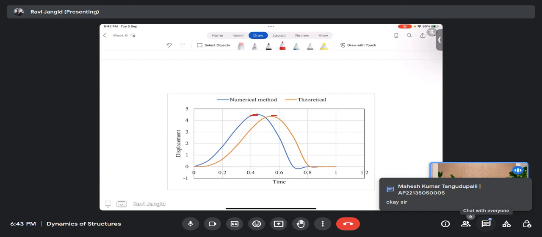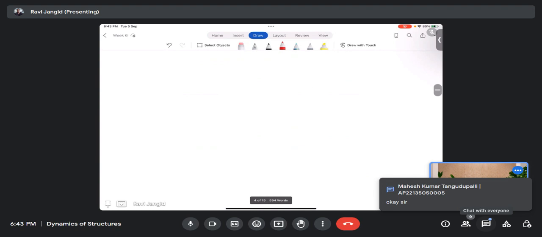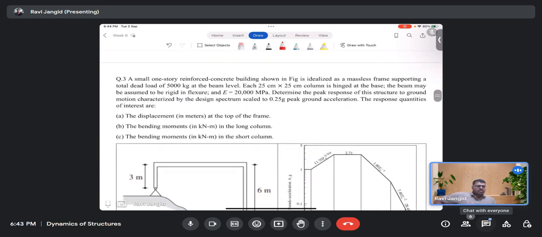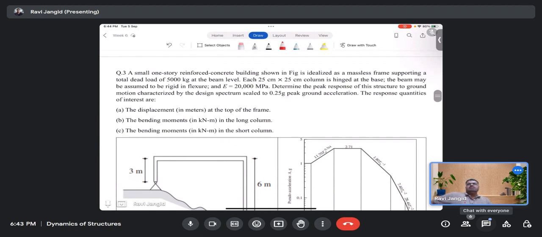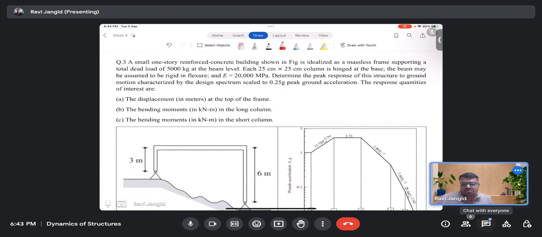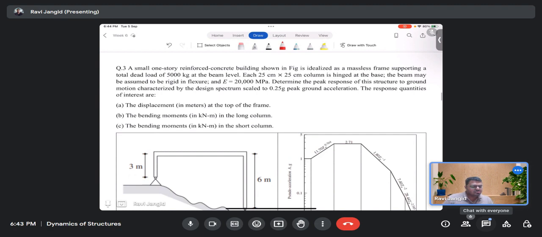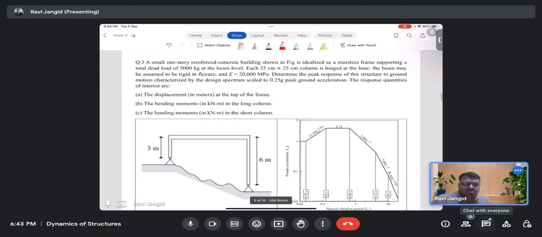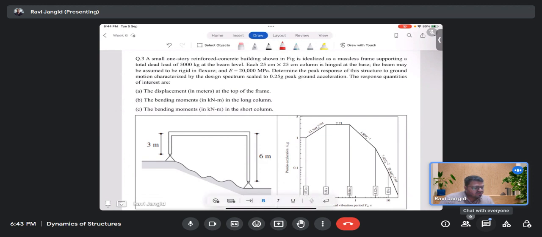Okay, if okay, then we will move to the next question. Those will be related to the next section. One was the numerical method and one was the response using the response spectra or something else. In this question, these are very simple questions, so there is nothing that needs so much calculation. In this, we have given a small one-story RCC building frame idealized as a massless frame supporting a total weight of 5,000.